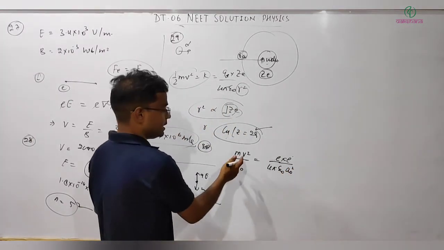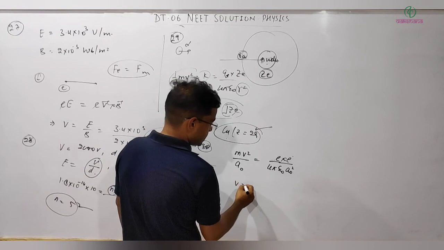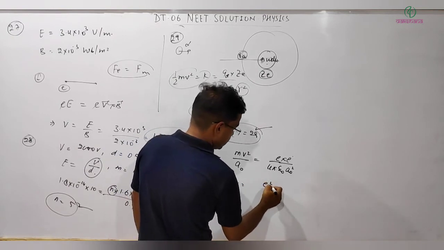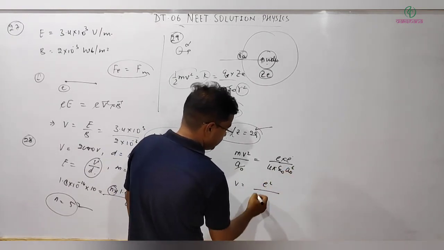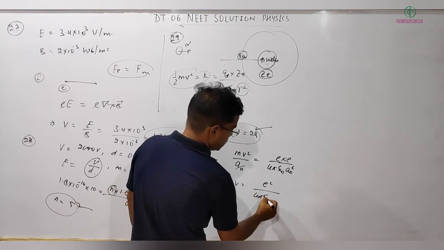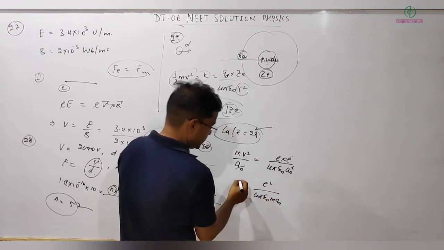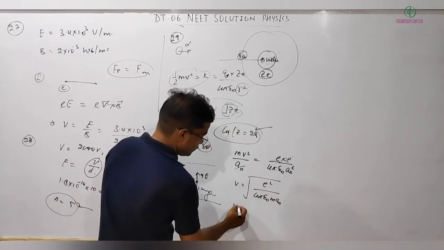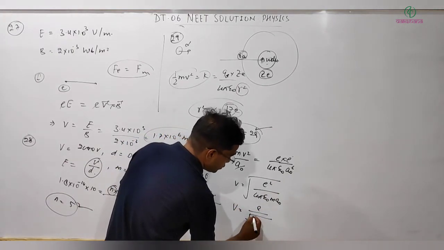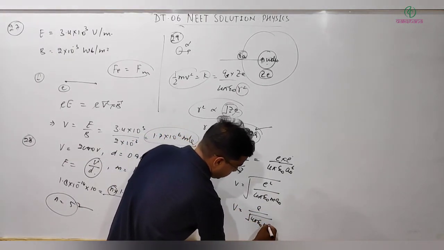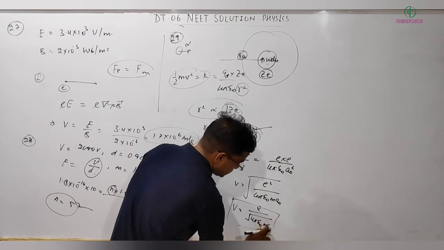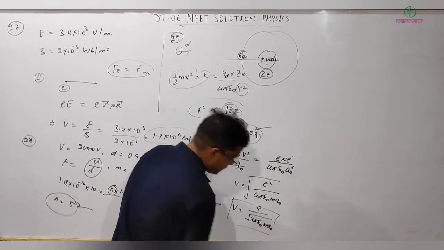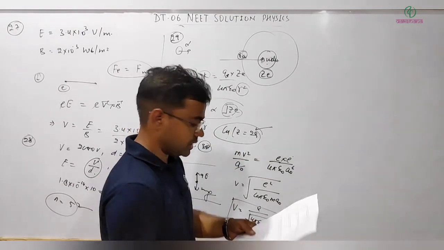Now we are asked to find the value of V. So V square is coming out to be e square into A0 divided by 4 pi epsilon naught m into A0 square, so it will be under root. V is equal to e by under root 4 pi epsilon naught m A0. That matches with option number three.